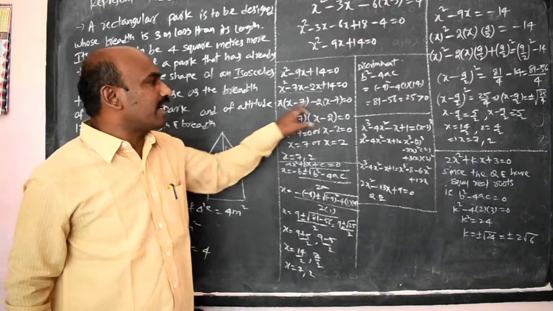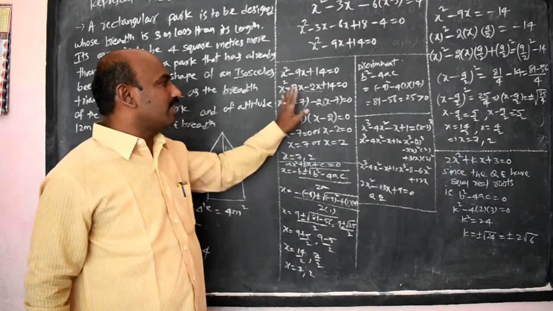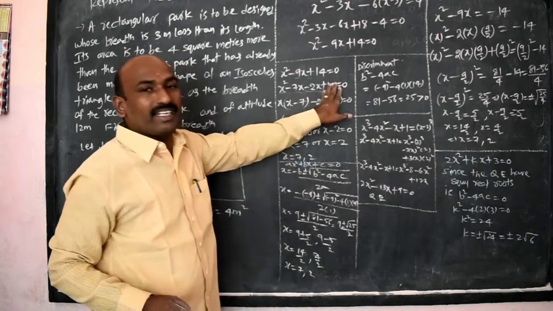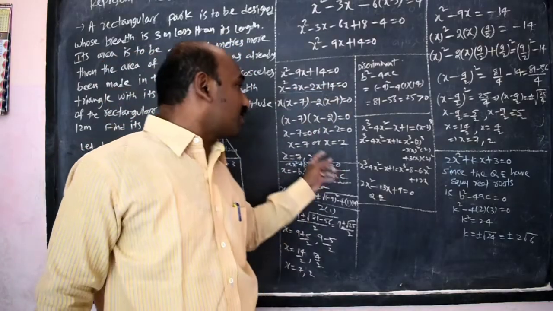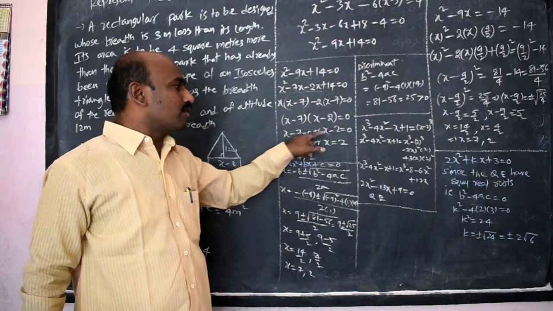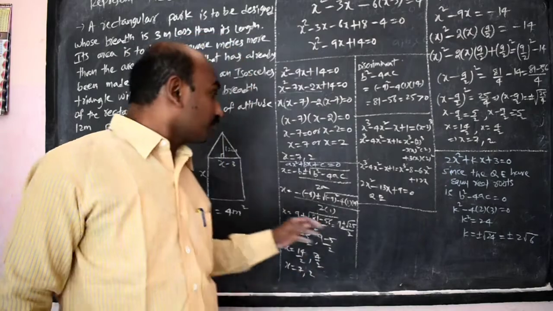Now in the two terms, x minus 7 is common, and the remaining terms are x and minus 2. The product of two numbers is 0 means either the first term is 0 or the second term is 0, so x equal to 7 or x equal to 2. Then the roots are x equal to 7, 2.